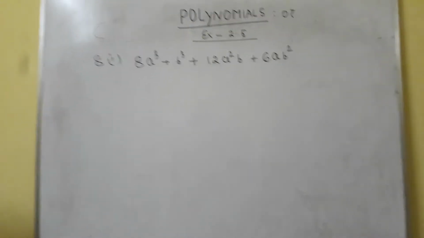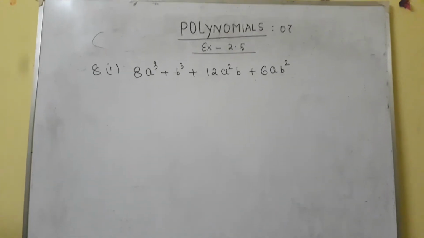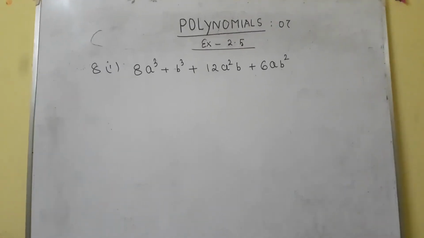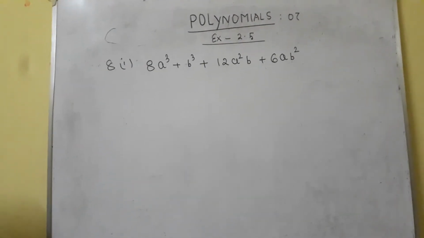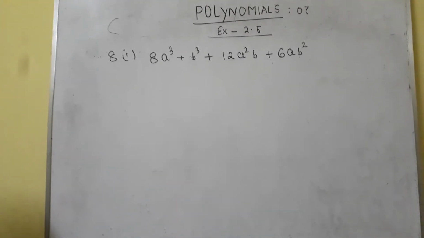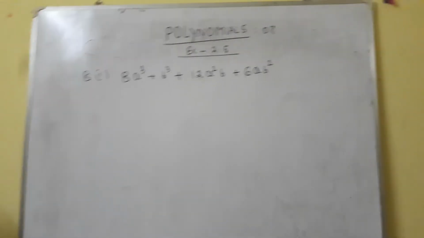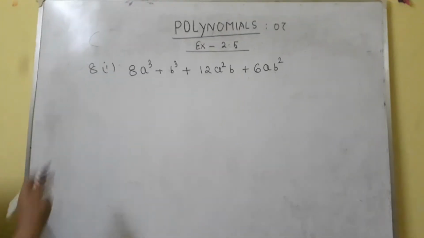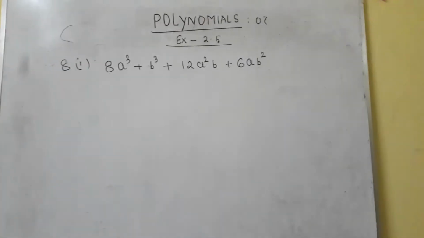Welcome to AGCS Purulia. In the previous class, we learned how to factorize using identities. Today we will learn some more sums. Exercise 2.5, sum number 8.1.